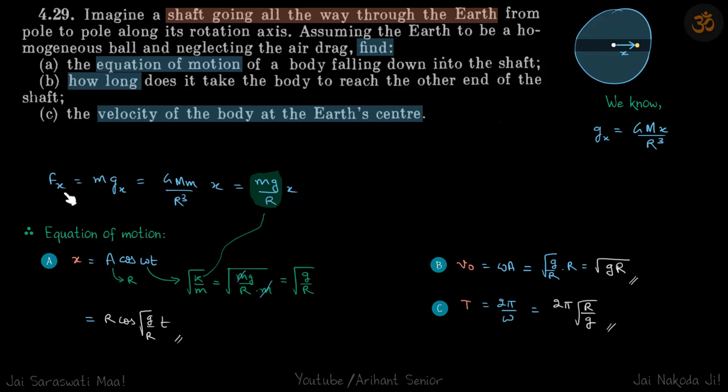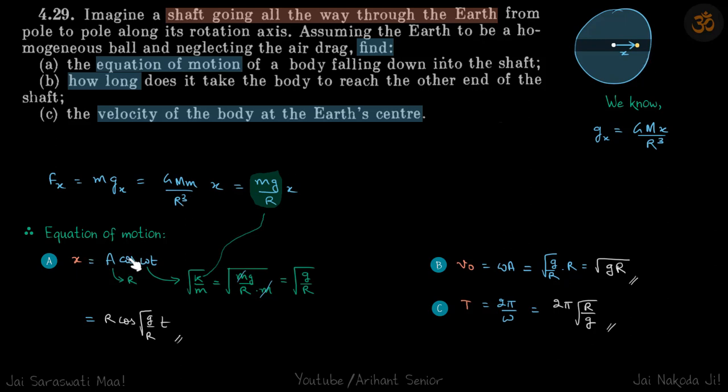So we can see that the force towards the center of the earth is proportional to the distance of the object from the earth. So that is our condition for SHM. So the particle which is dropped in the shaft will be performing SHM. So our standard equation of motion for SHM will be A cos omega t, cos omega t because we are starting from the end.